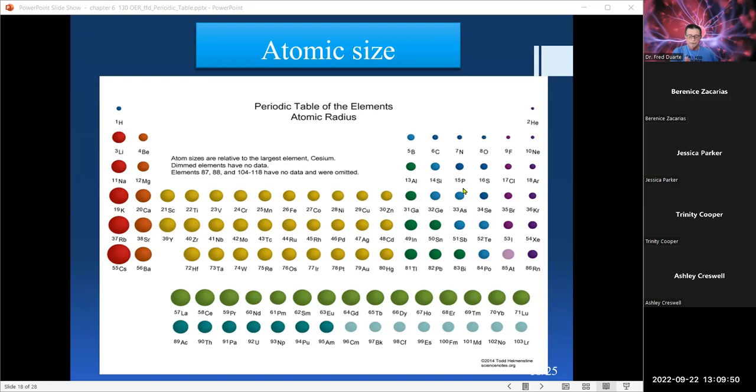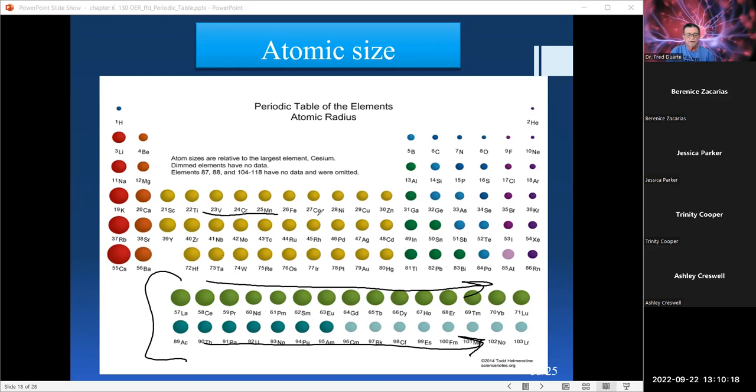You can see the elements get bigger, okay? And as you go from left to right, you can see that the radius has a general trend of getting smaller. Now, with the other elements, the inner transition metals and so forth, the trend is somewhat in that direction. And the same for the lanthanides and actinides. And with the d electrons, the general trend still continues, but there are some subtle differences, but that's okay.